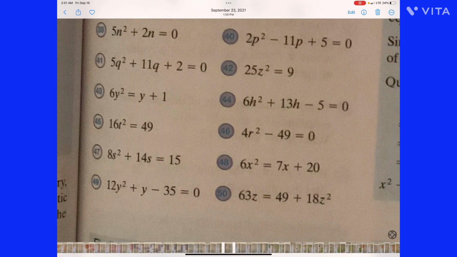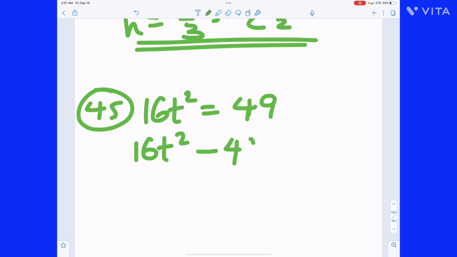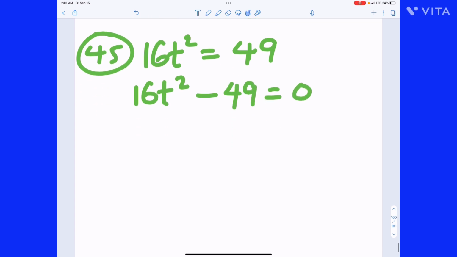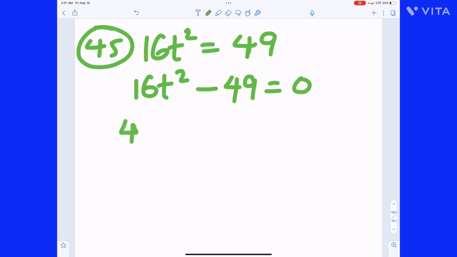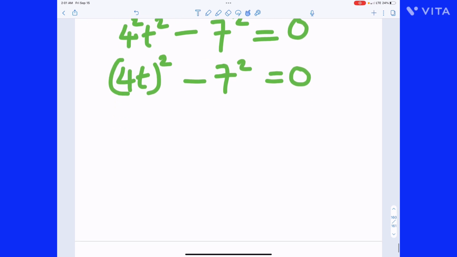45 now. That was 44. Let's go to 45. 16t squared is 49. This is similar to the one we did recently. 16t squared minus 49 is 0. 16 is a perfect square, so instead of writing 16, I can write 4 squared. So 4 squared t squared minus 7 squared is 0. 49 too is a perfect square, so I can write it as 7 squared. This can be written as (4t) all squared minus 7 squared is 0.